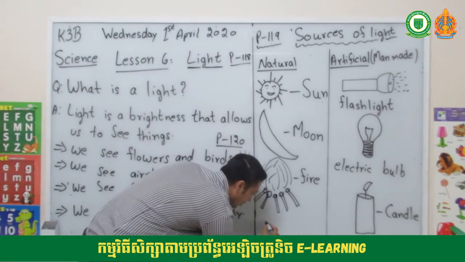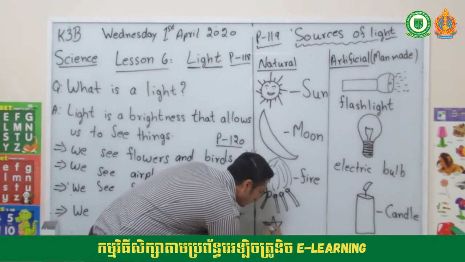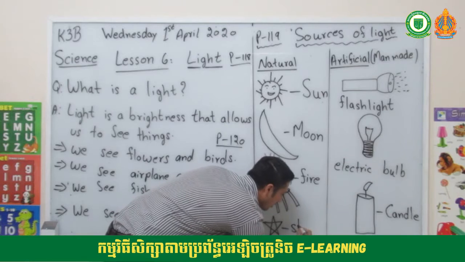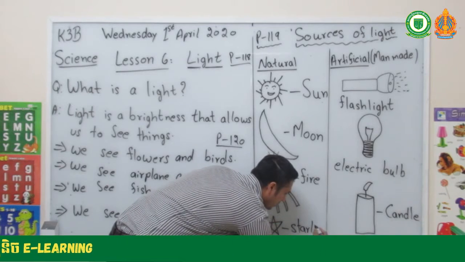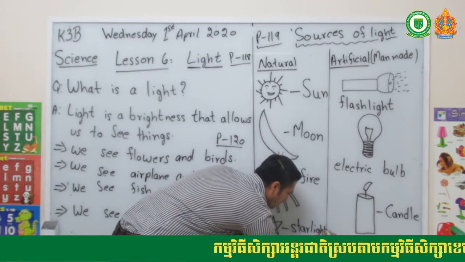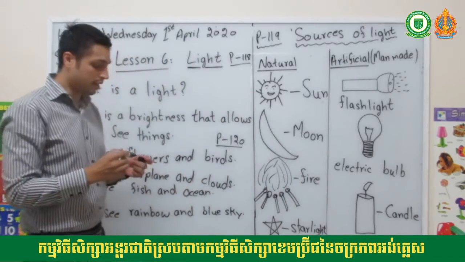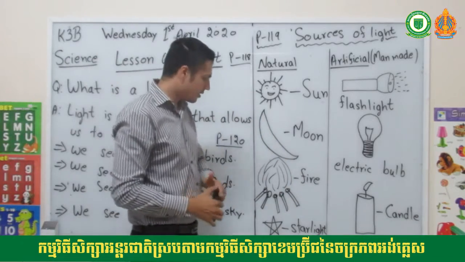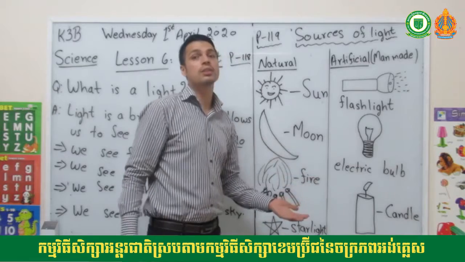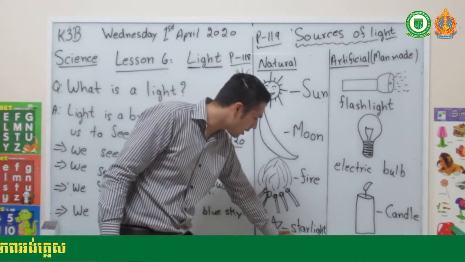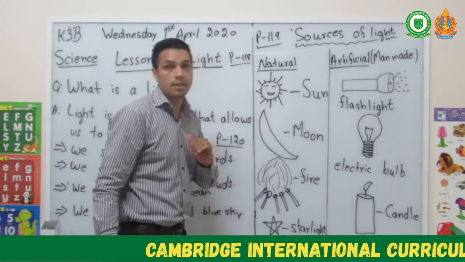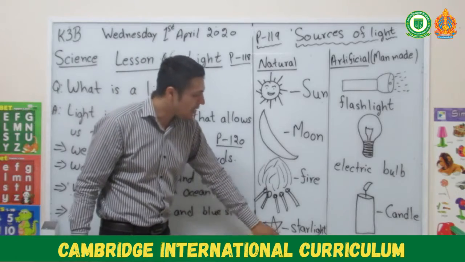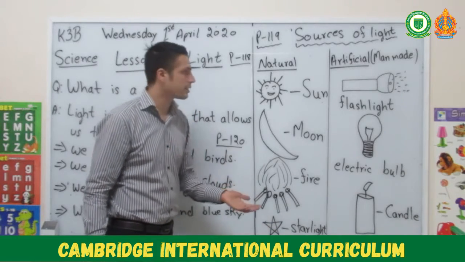One more I would like to tell you. Star. Starlight. We see stars in the night. Stars also help us to see things because a star also gives us light. So starlight helps us to see things.